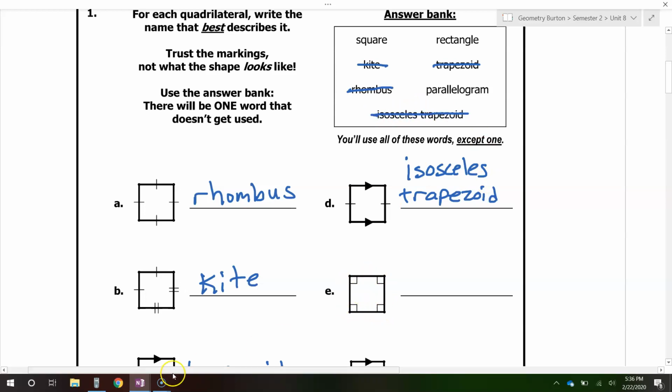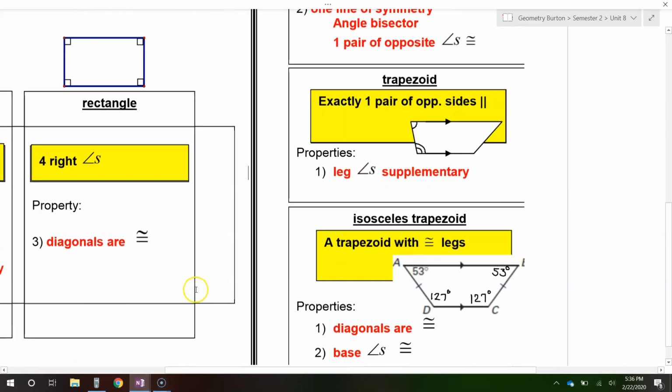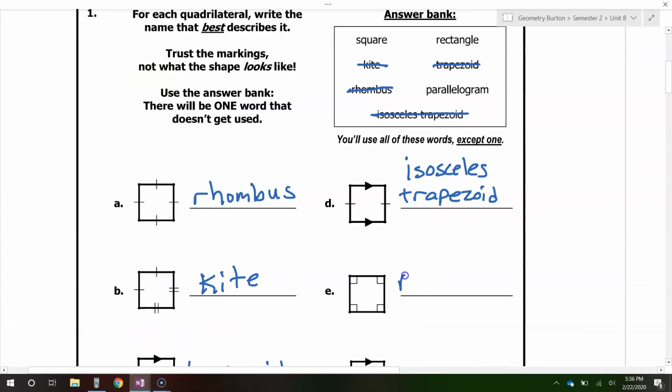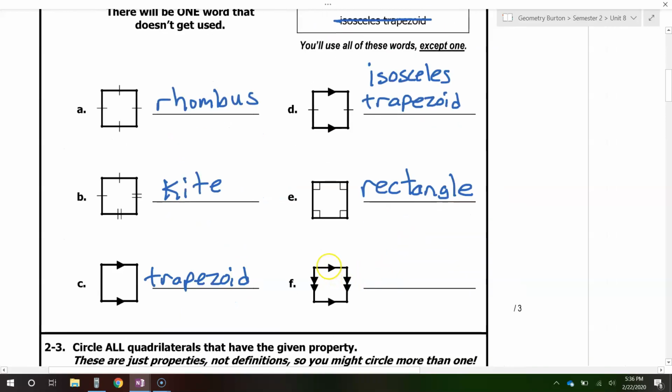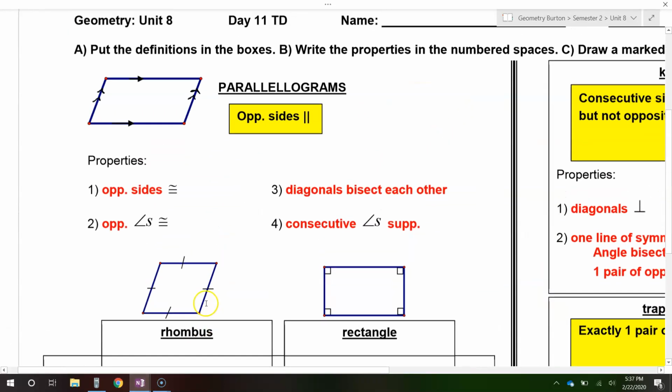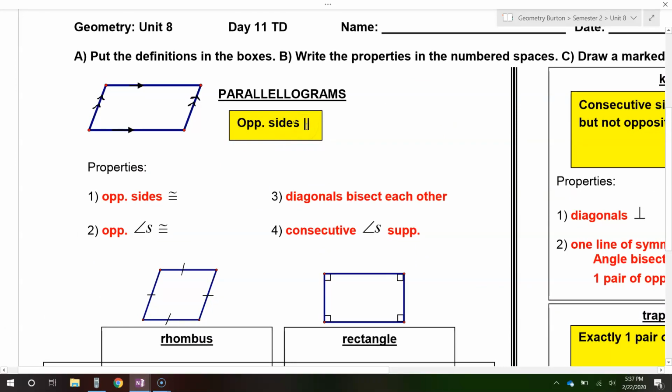Four right angles. That is a rectangle. All right, the definition of a rectangle is 4 right angles. Kabam. And opposite sides parallel. That is the definition of a parallelogram. Opposite sides parallel.